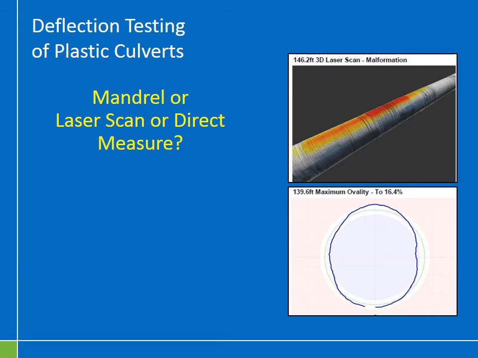Say you construct a new plastic culvert, and now MnDOT needs to conduct an acceptance test to make sure that plastic culvert hasn't deflected beyond the deflection limits that are specified in the design documents. So you could use a Mandrel to inspect for deflection. You could use a laser scan, or you could crawl into the pipe and manually measure the dimensions of that pipe to measure for deflections. So what do you use? What's the recommendation here?